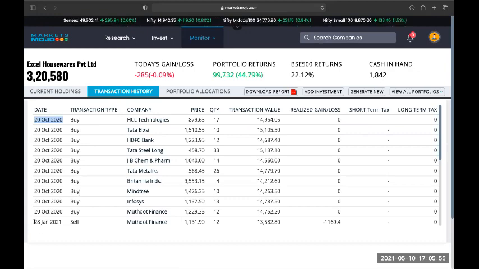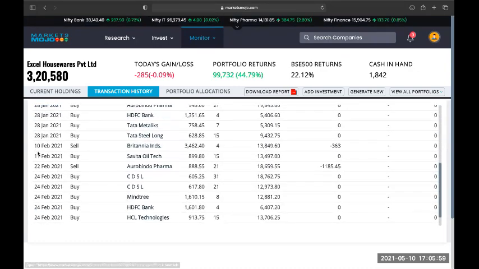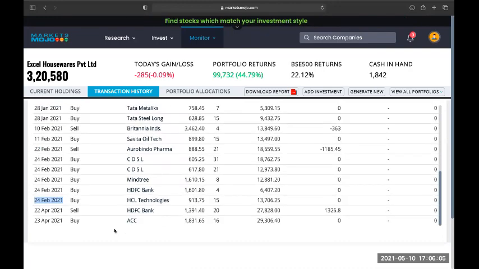The most recent one happened on 28th of Jan, and then we had a little bit of changes on 11th of Feb. There was another one on 24th of Feb. And the most recent one happened when we sold HDFC Bank and we bought ACC. This is the most recent.